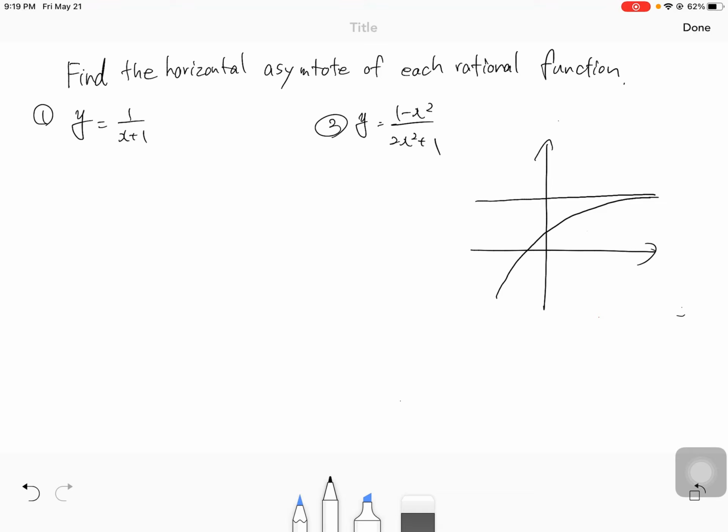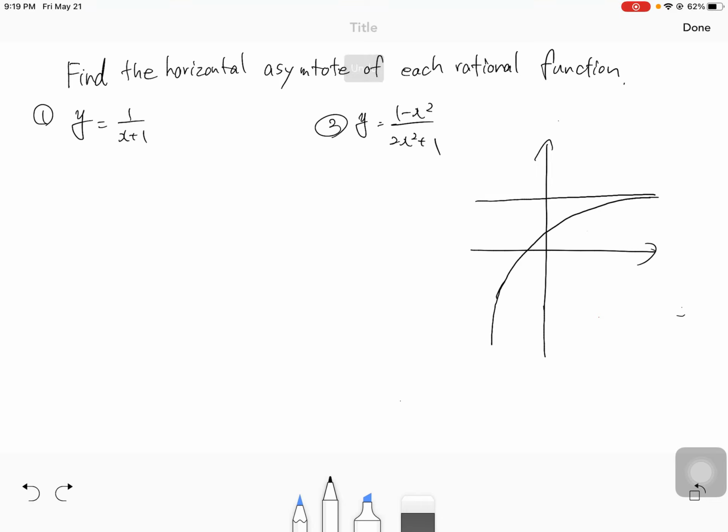On the other hand, for example, if it's like this, when the x value gets really small, and the y value is like this, you can find the asymptote here as well. This is a vertical asymptote, but it has nothing to do with this question. So let's just focus on the horizontal asymptote.